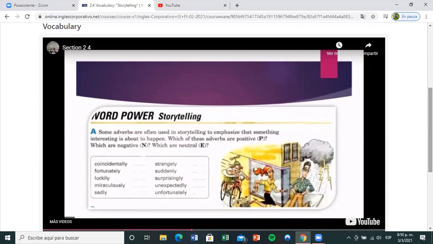Are there any questions? Yes. The adverb always ends in ly? No, it usually ends in ly, but not always. Okay. And what is the meaning of unexpectedly? Something that is not planned. It's similar to a surprise. Okay, thank you. You're welcome.